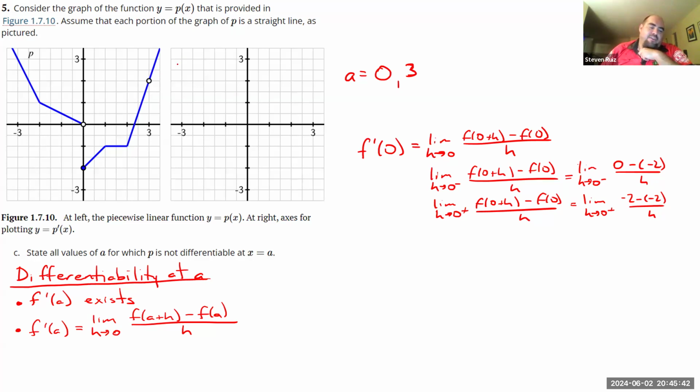Where else is this derivative not going to exist? Well, if we think about it graphically, anywhere where you cannot draw a unique tangent line. So for example, if we think about a tangent line being a line that only touches a graph at one point, I think I've done it. But here's the thing, I can also do this in lots of other ways.